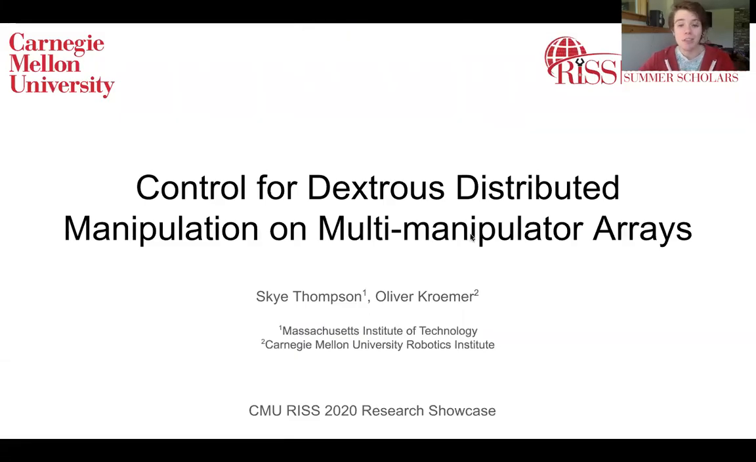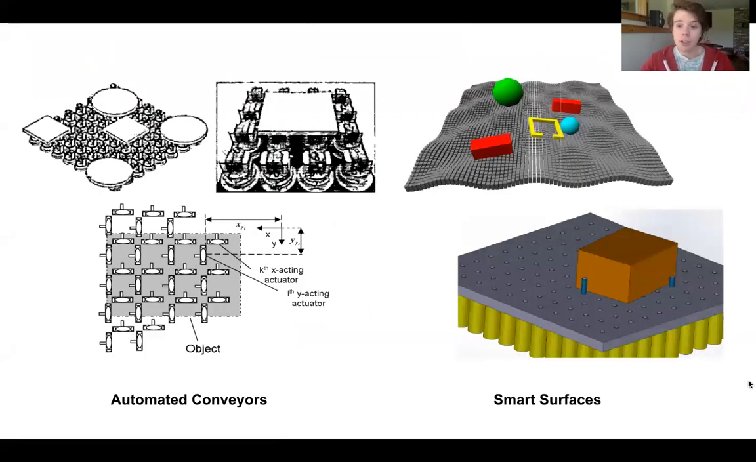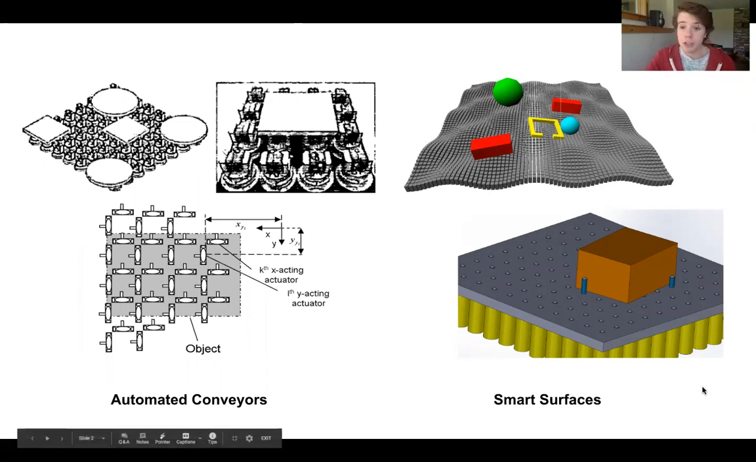My name is Skye Thompson, and this summer I worked on designing control policies for distributed manipulators. A distributed manipulator is a set of actuators or small robots working together to achieve some kind of manipulation goal. They can be robust and flexible, but designing control policies for distributed manipulation is difficult.